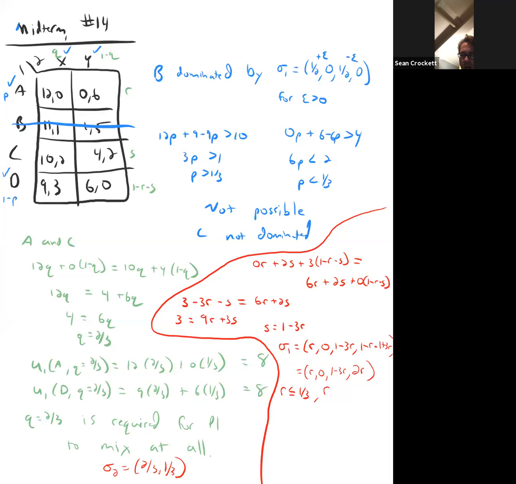So R has to be less than or equal to 1/2. Otherwise, that last probability could be greater than 1, and that's not allowed. Okay, but of those restrictions, one is subsumed by the other. So R less than or equal to 1/3 is the relevant restriction, because if that's met, then the second restriction is met as well. So that's our mixed strategy equilibria. Is that one for player 2, and this one for player 1, with the restriction that R has to be less than or equal to 1/3.